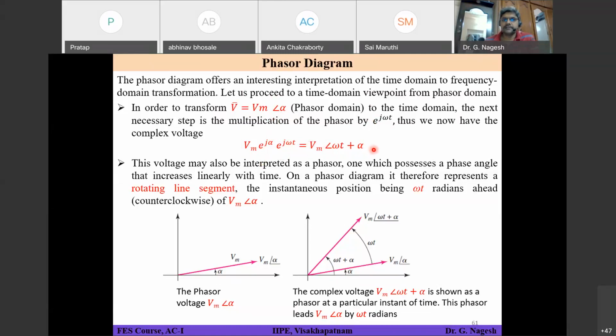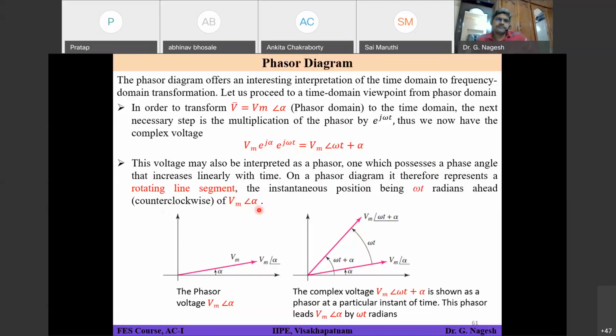Now we will plot Vm at an angle of alpha on the phasor diagram and Vm at an angle of omega t plus alpha also on the phasor diagram, and see. This voltage, Vm at an angle of omega t plus alpha, may be interpreted as a phasor, one which possesses a phase angle that increases linearly with time. On a phasor diagram, it therefore represents a rotating line segment, the instantaneous position being omega t radians ahead of Vm at an angle of alpha.